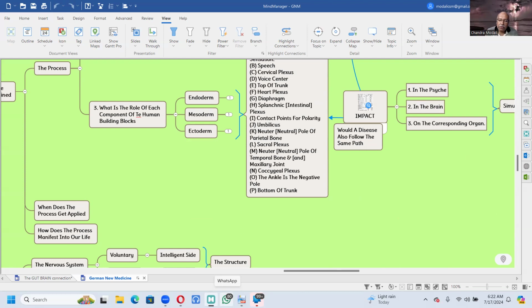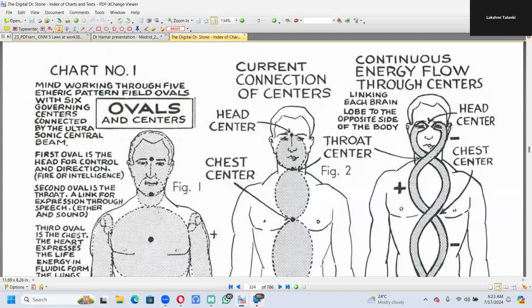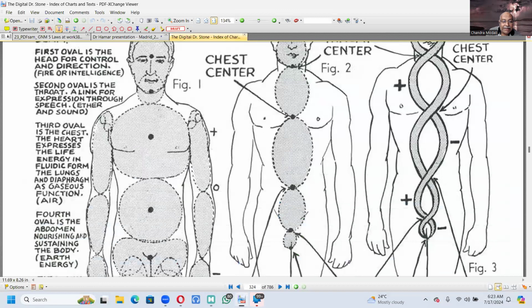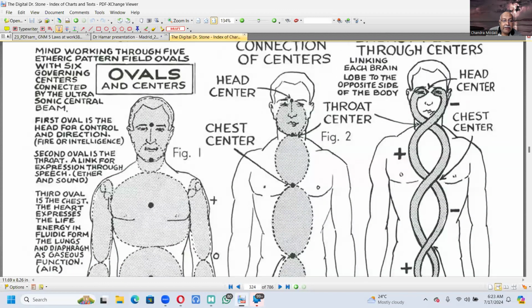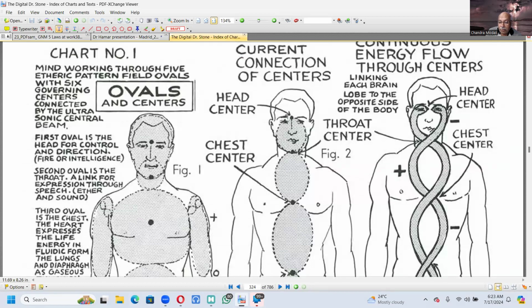Now, each program can be subjected to a disturbance. Disturbance can be mental, disturbance can be physical. Every disturbance that is coming into play is controlled by the material that is there in each of these ovals, the controlling points that you have, which are the centers. Correct?